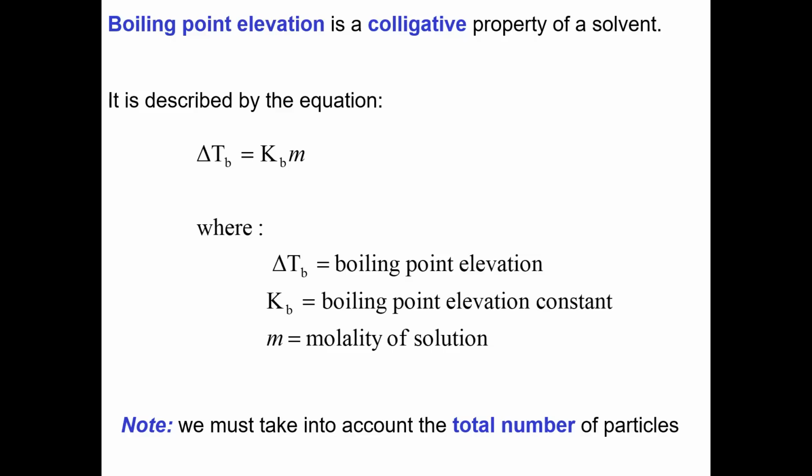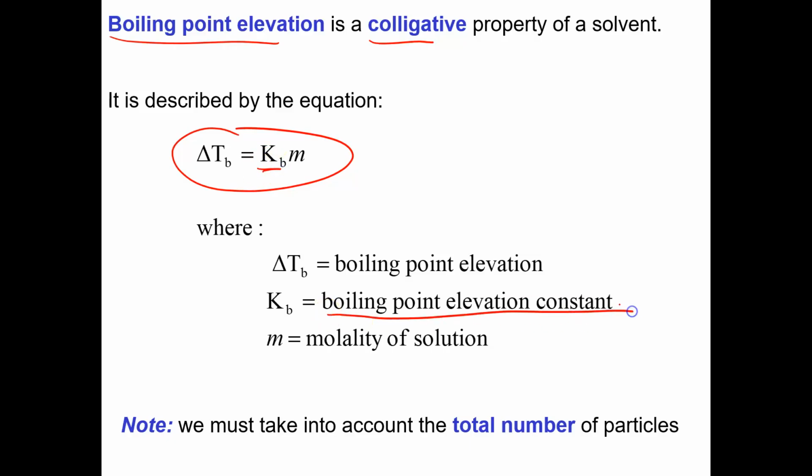So it turns out that boiling point elevation is a colligative property. It's described by this equation. The change in the boiling point is equal to a constant, which is called the boiling point elevation constant, and that's characteristic of the particular liquid that we're interested in, the particular solvent, multiplied by the molality of our solution. And I put a little note here that says we must take into account the total number of particles. And that's important for solutions of ionic compounds.